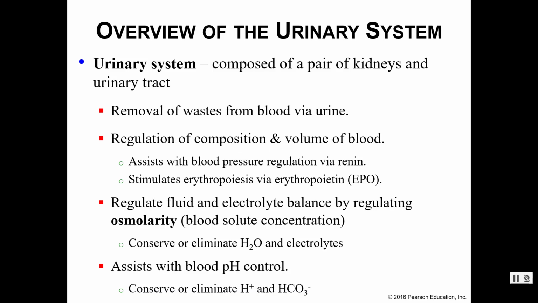In this recording, we'll discuss an introduction to the urinary system. Your urinary system is composed of both of your kidneys as well as the urinary tract, which includes your ureters, your bladder, and your urethra. The urinary system overall is responsible for removing waste from the blood. We do this via the urine. We also regulate the composition and volume of blood.